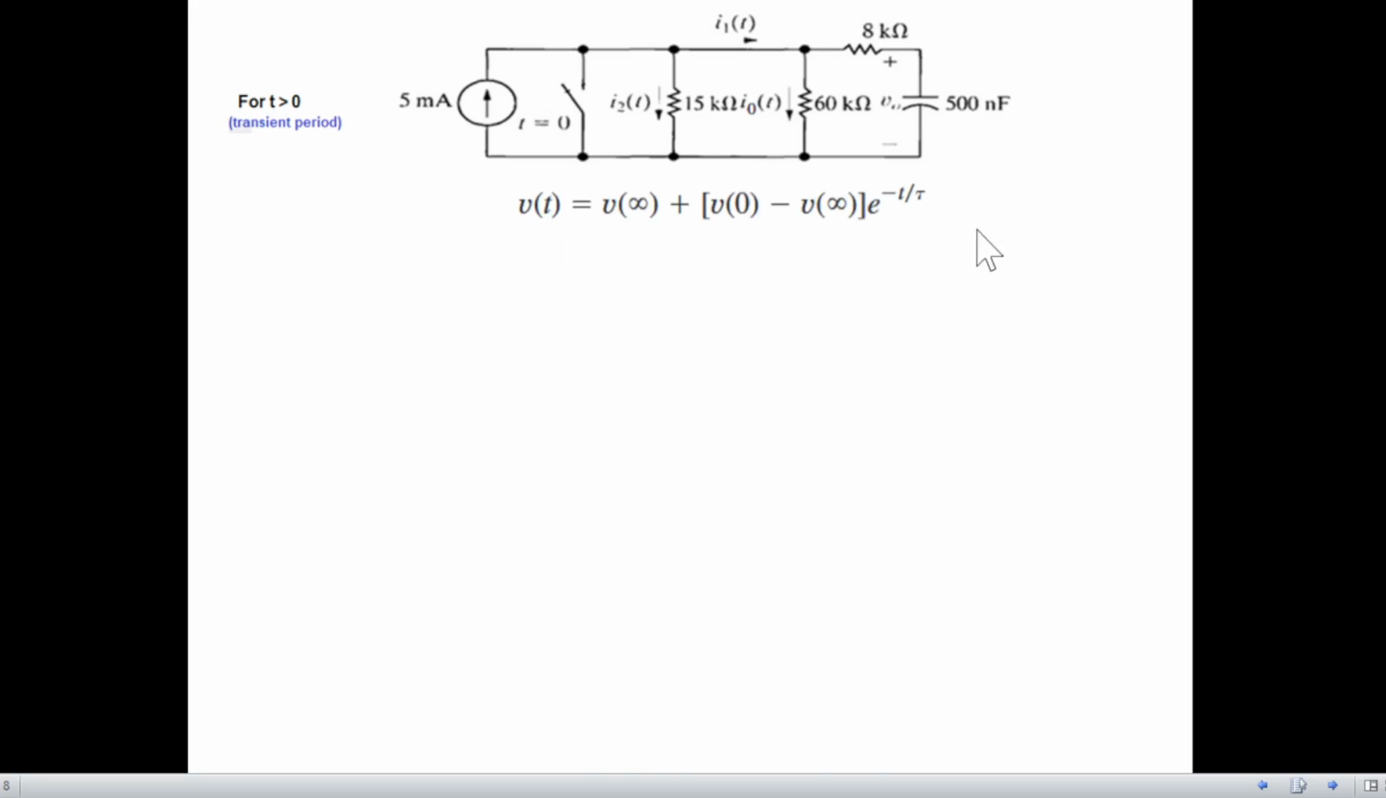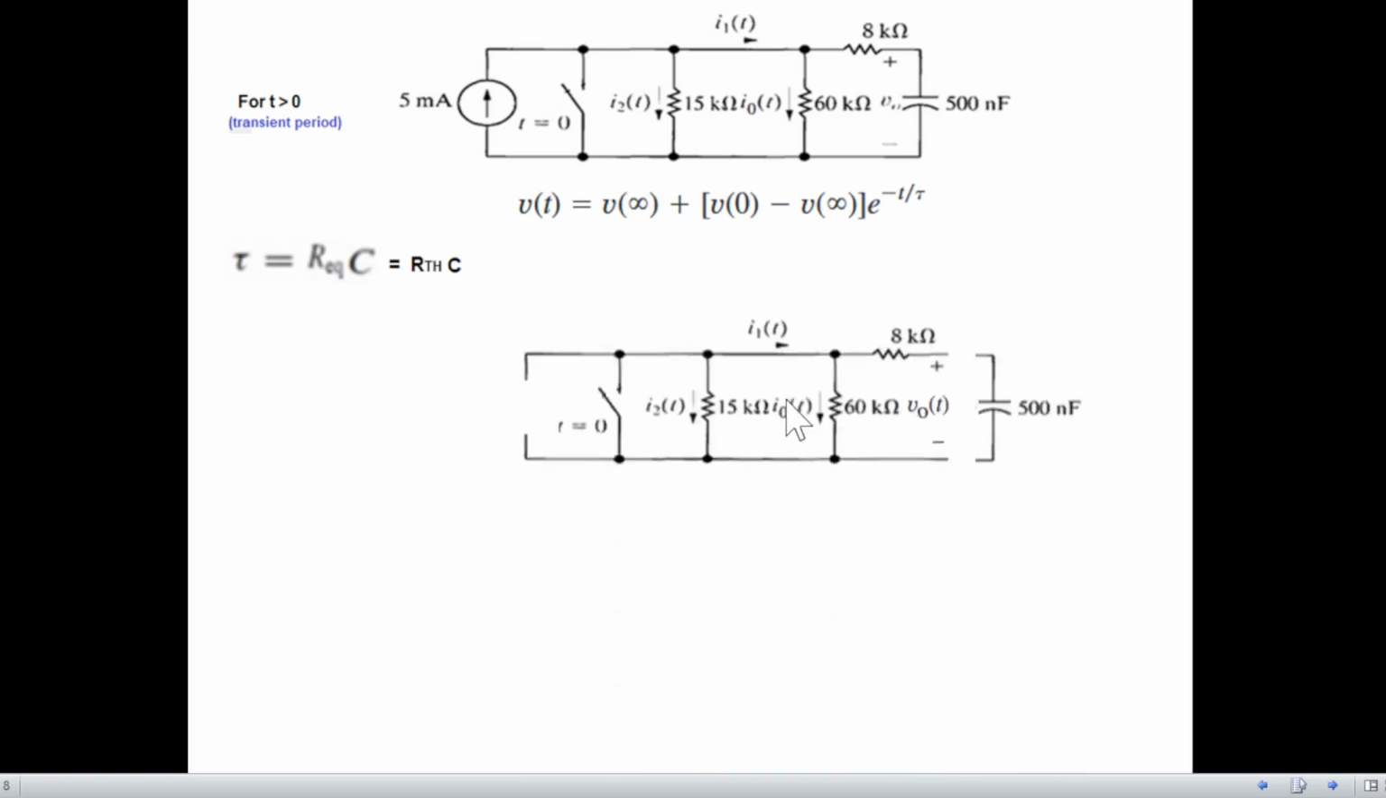And as we mentioned, this equation we have found already V0. So first we'll need to find tau during the transient period. And the formula for tau is R equivalent multiplied by C, or it is also called R Thevenin multiplied by C. Now I hope you remember how to find the Thevenin resistance.